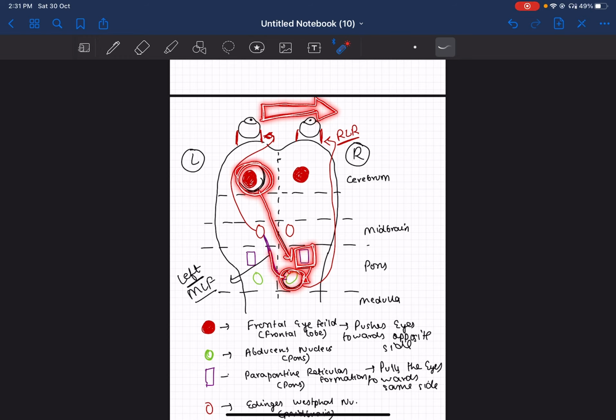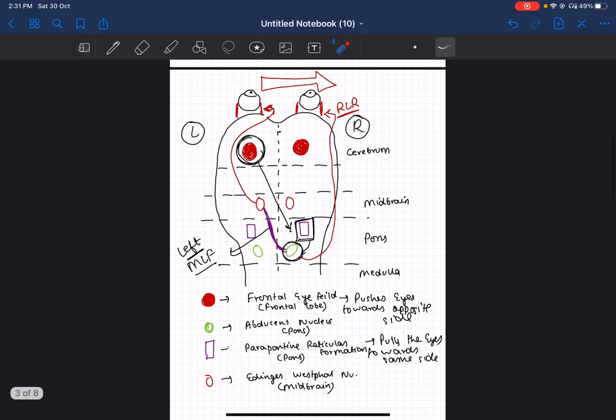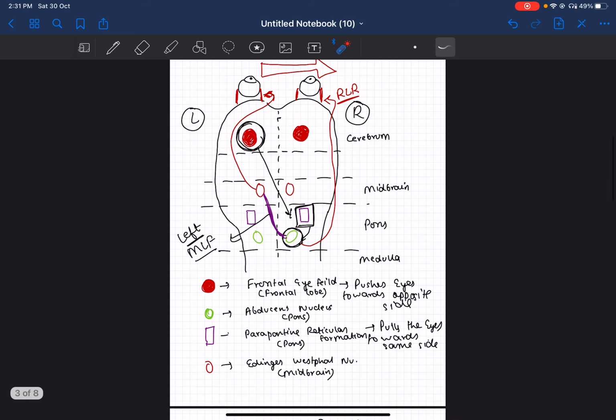This, through the medial longitudinal fasciculus, will cause activation of the left-sided Edinger-Westphal nucleus, and these nuclei will cause activation of their respective muscles. The abducens nucleus will cause activation of the lateral rectus, while the Edinger-Westphal will cause activation of the medial rectus. Okay, so this is how it goes.